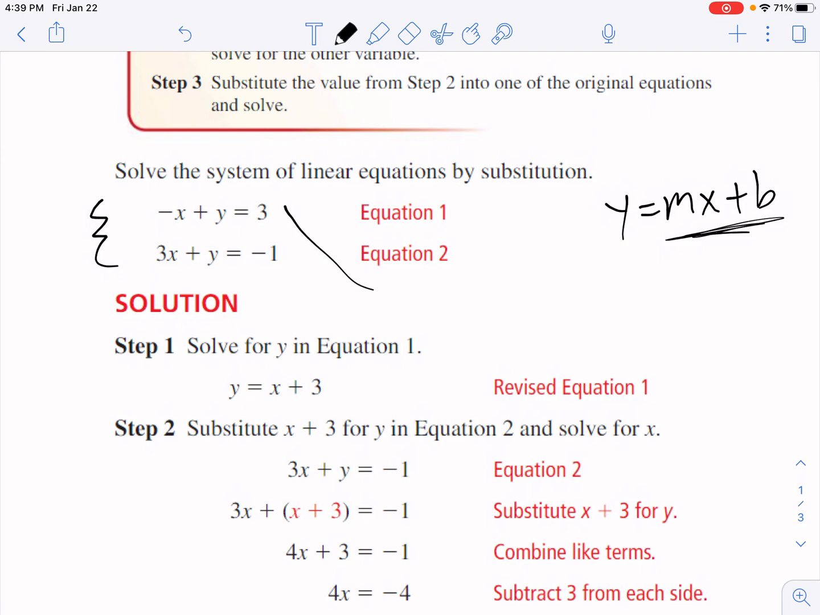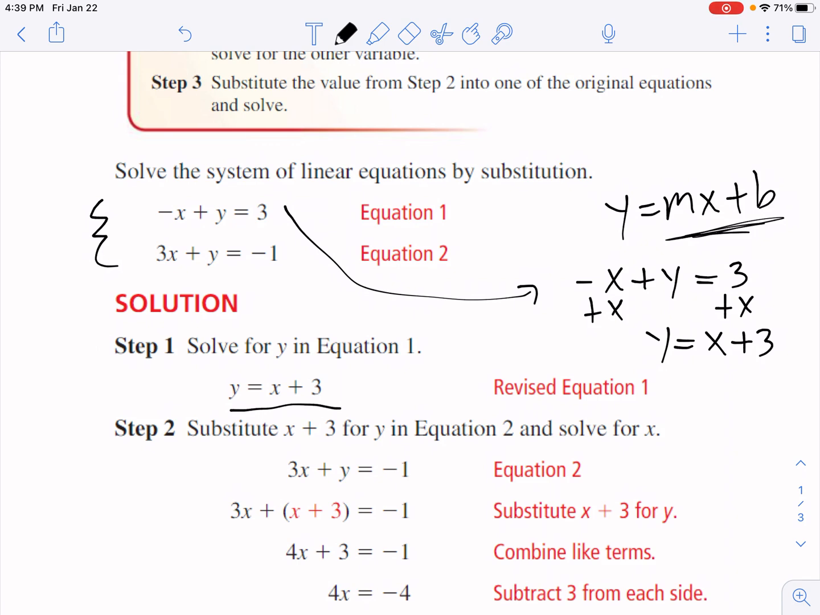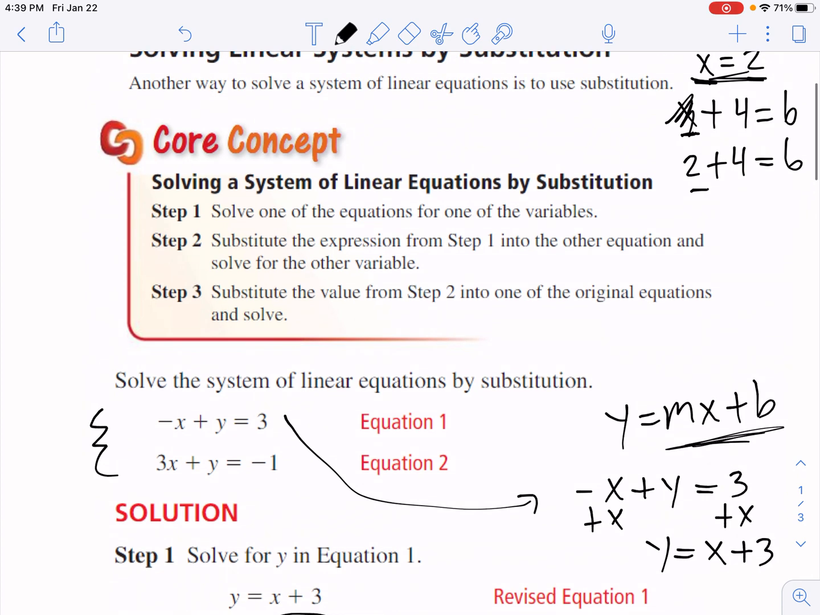So they take this guy, negative x plus y equals 3, and they say, I'm going to put it in that y equals mx plus b form by adding x over. So we get y equals, notice again here, we can't put a variable and a number together, so we get x plus 3, okay, a positive x and a positive 3. So that's the very first step that we have here, okay, is to get one of them, just one of them, with a variable by itself, okay?